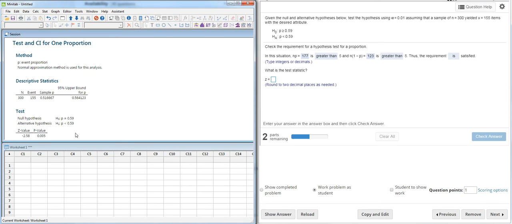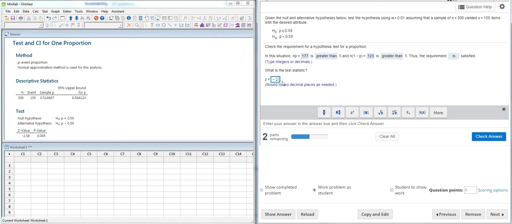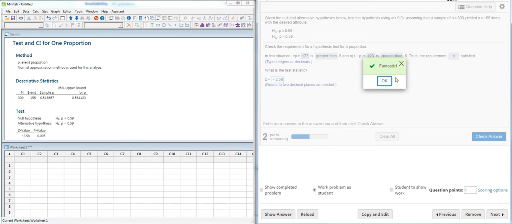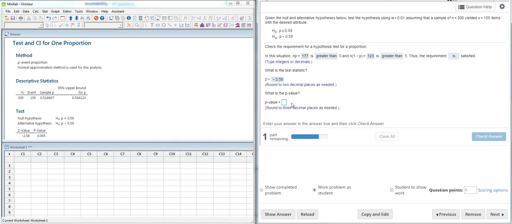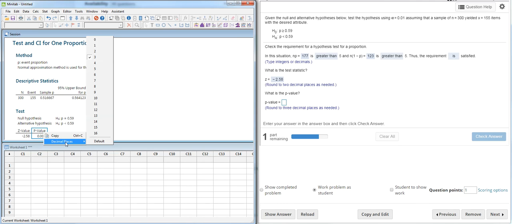I want 2 total places. Yep. I was going to adjust my decimal places if it did give it to me. So there is my test statistic, negative 2.58. I'll check my answer. Oh, it's so fantastic. All right, now I need my p-value, which is right here, and they want 3 decimal places, so I'm good. If you need to change the rounding, as a reminder, if you right-click on the p-value, you get the decimal places option, and you can change it.